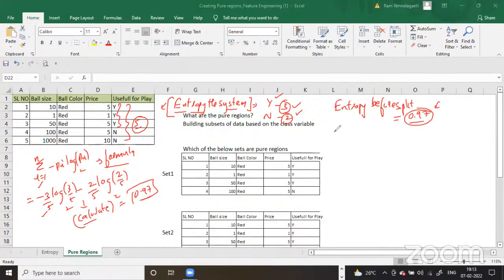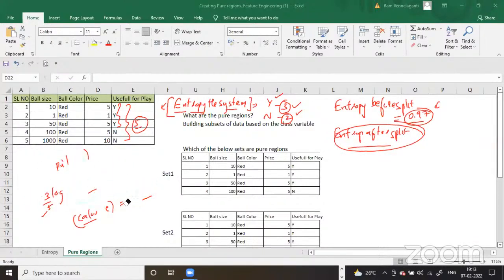Now, what is entropy after split? Split your data. So what is the split I'm going to do? I'm splitting on my first root node, ball size, and I'm splitting it like this. This is the split I'm doing. So, ball size.